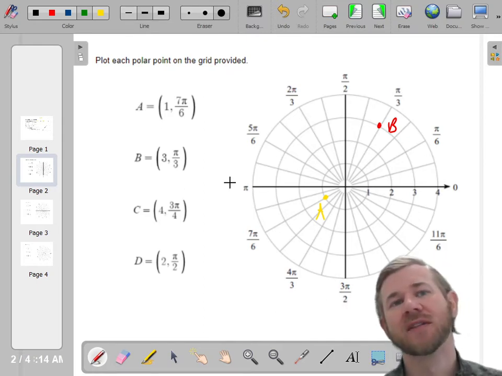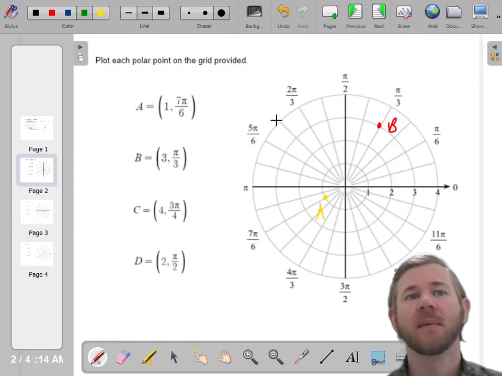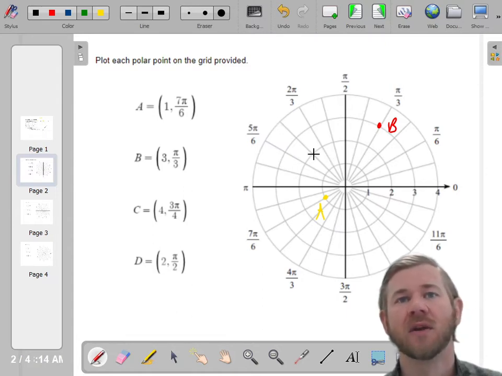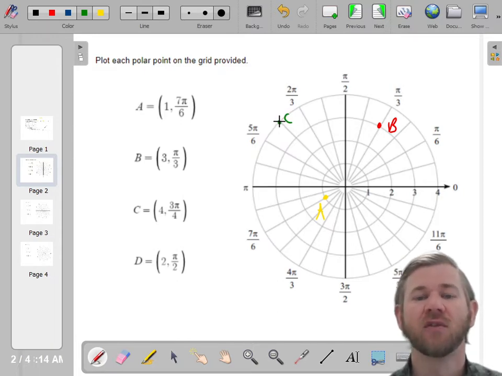If I want to go to 4 comma 3 pi over 4, 3 pi over 4, let's see, remember, this is 4 pi over 4. So this has to be 3 pi over 4 right there. 3 pi over 4 is in the second quadrant right here. And 4 means we're on the fourth ring. So 1, 2, 3, 4. You're on the fourth ring and you're at the angle 3 pi over 4.